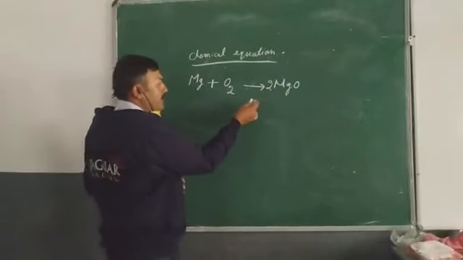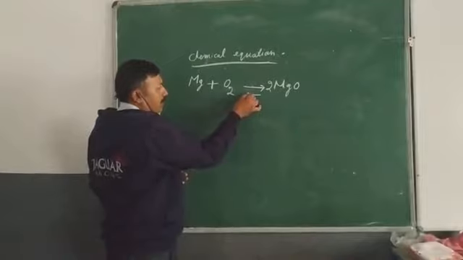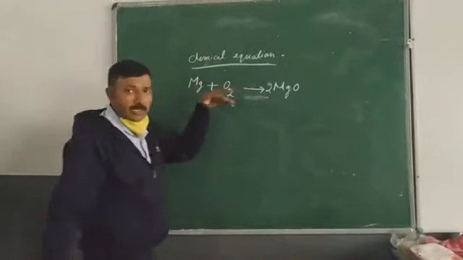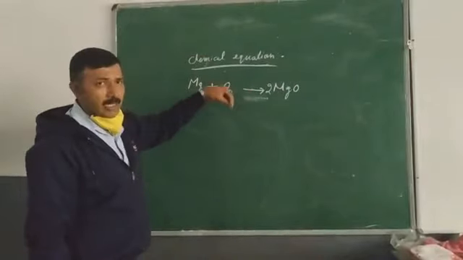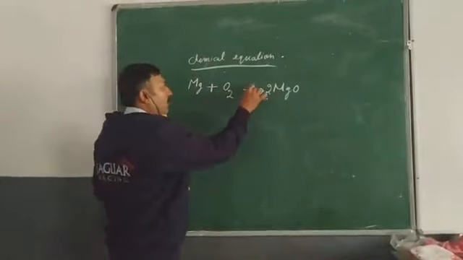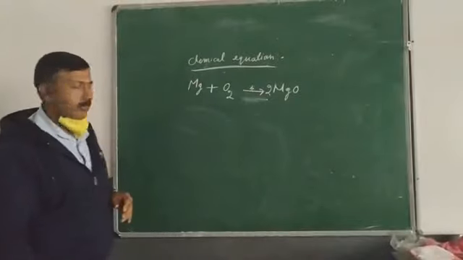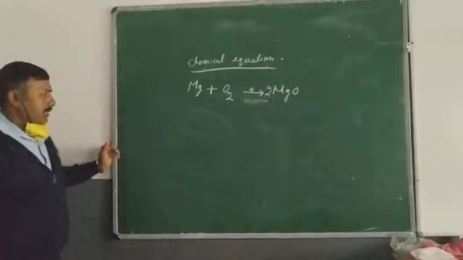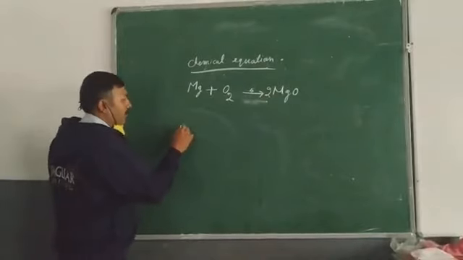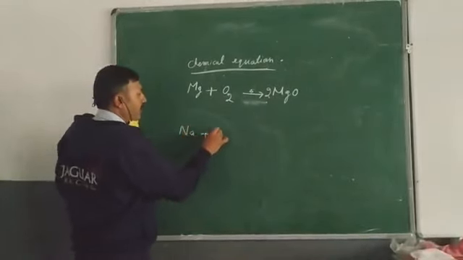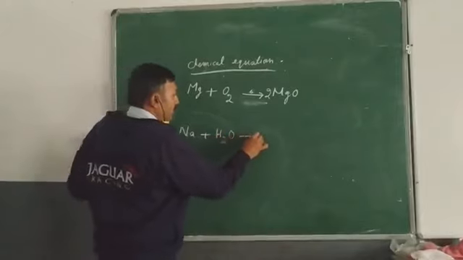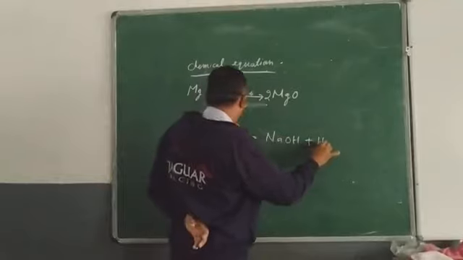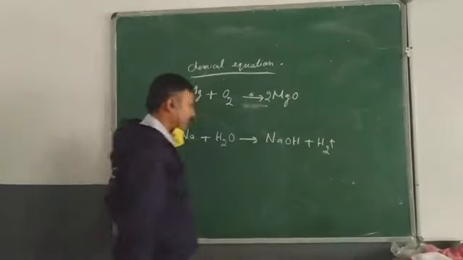If a reaction is reversible, then it has to be written as a double arrow mark, and the conditions applied, whether it is heat or cold or catalyst added, everything will be written above this arrow mark. So how do you balance a chemical equation? Let us take an example of sodium, which when reacted with water gives sodium hydroxide, and hydrogen gas is liberated.